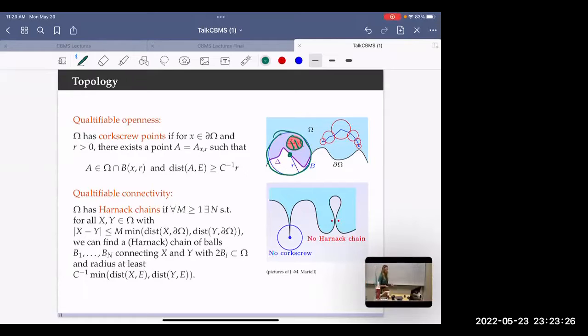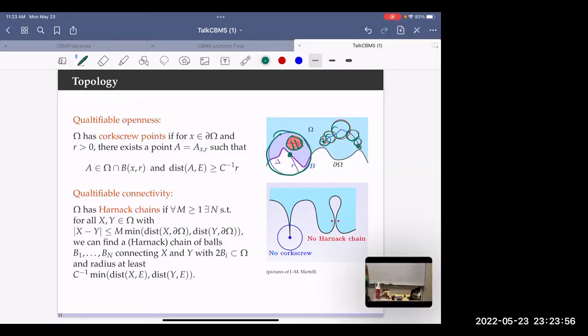Another important concept is the so-called Harnack chains, which basically means that between every two points there is a path, and the path is kind of fat, comparable to the distance to the boundary. Just connectivity would be having some path. Harnack chain connectivity would be having a path which consists of balls of comparable size.